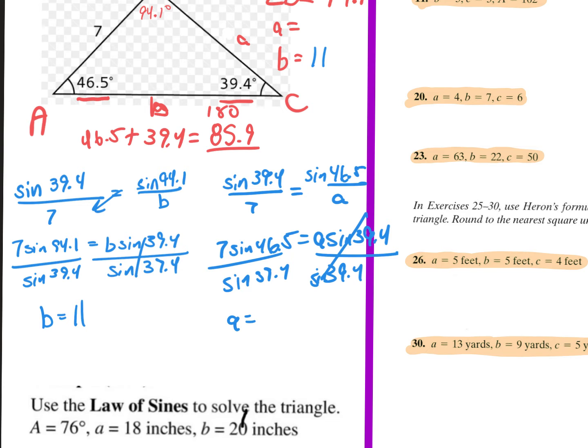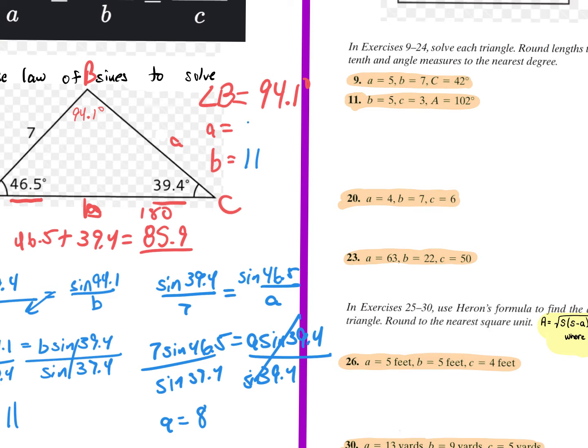And I get 7.99996. So about 8. So A is about 8 units long. And we have solved our triangle. How many triangles did we find? There's one. The reason there's only one is because they gave us 2 angles. There's no possibility of a second triangle when they give us 2 of the angles, okay?